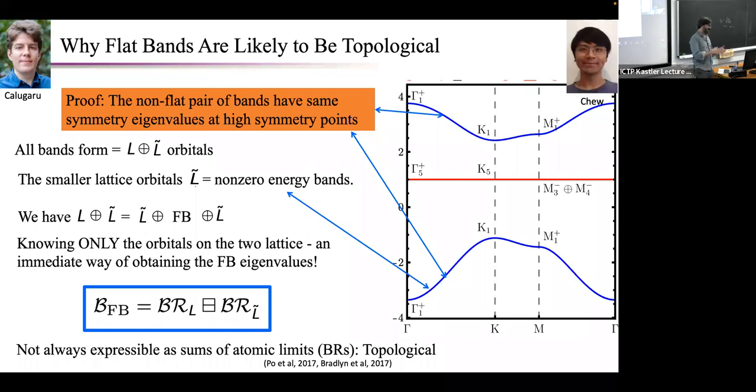So it means that the flat band can naturally be described as a difference of band representations, a difference of atomic limits, not as a sum of atomic limits, and hence, most likely, they will naturally come out as topological. It doesn't always have to come out as topological. For example, I could have the L lattice contain the L tilde lattice by deformations, but if that doesn't happen, then it will always be topological. So it's very natural that flat bands become topological because their eigenvalue data can be expressed as the difference of the eigenvalue data of two atomic limits rather than the sums.